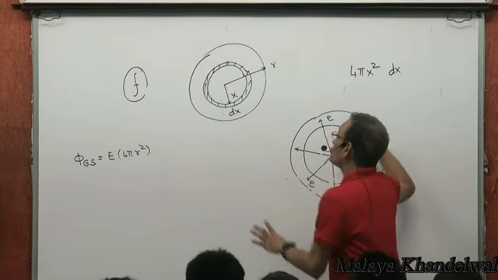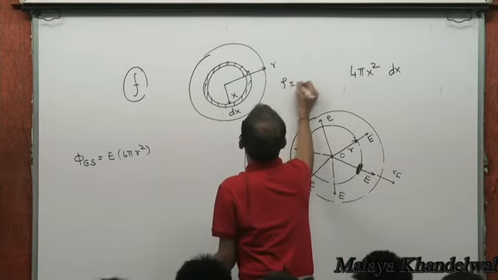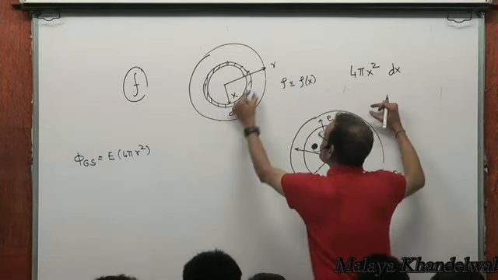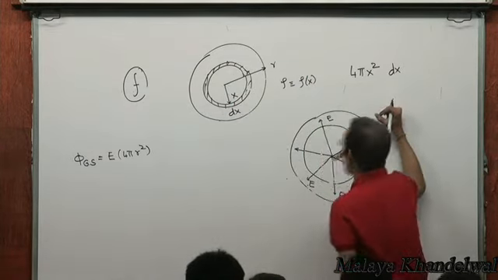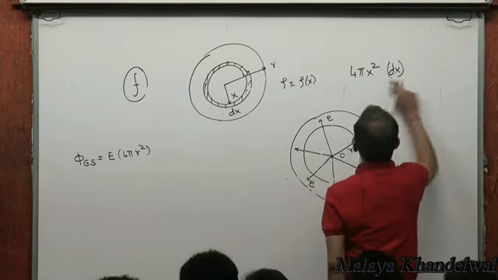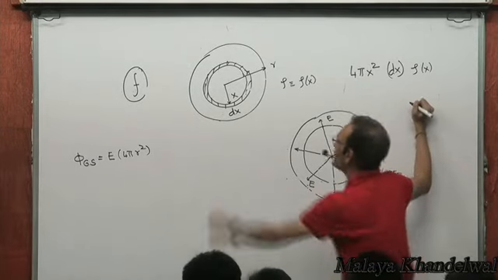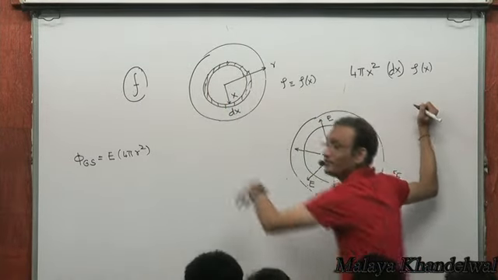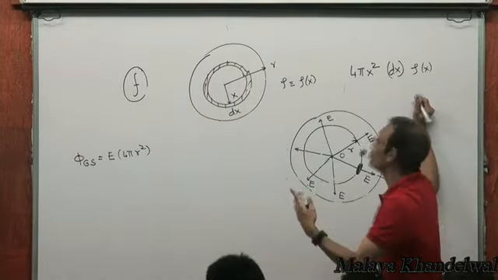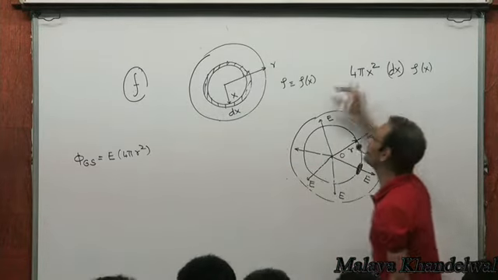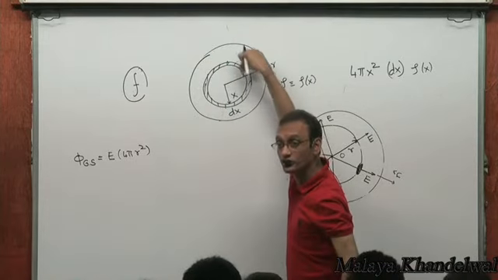What's the thickness of this shell? Dx. Now, rho will be a function of x. That's given in the problem. So the charge in this chosen volume is going to be volume of this region into rho at x. All these points are at x, so they will have the same value of rho, the rho at x. So the volume of this shaded region into the charge per unit volume will give me the charge enclosed in the shaded region. Yes or no?